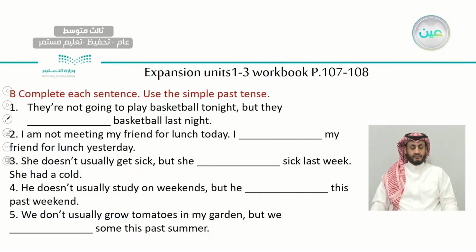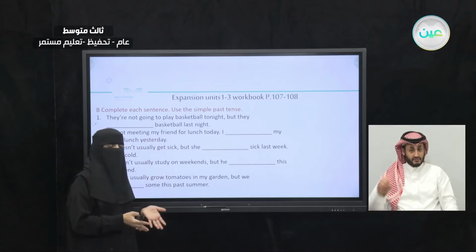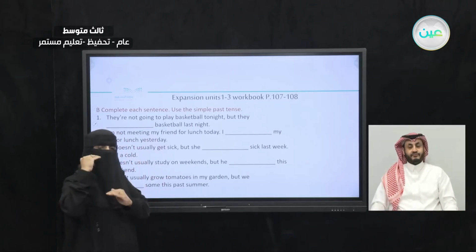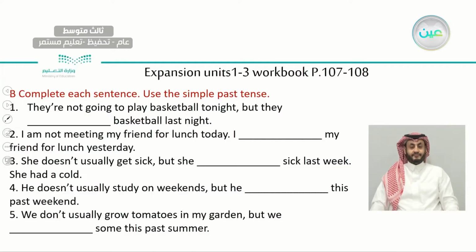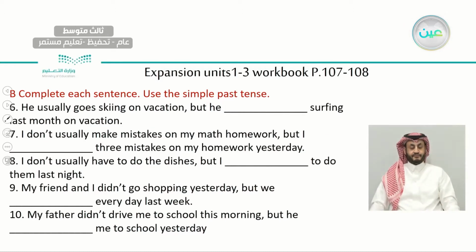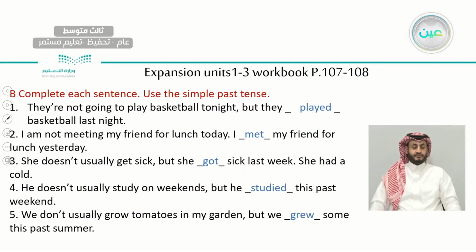Now for part B, exercise B, page 107, complete each sentence, using the simple past. So here basically we're using the simple past. Do you remember how we form the simple past? Excellent. We have the pronouns, then the verb, either verb plus ed for the regular verbs, or the irregular verb in the past tense. Then we complete the sentence. So we have these statements. Look at them, read them, and try to use verbs in the past tense. From 1 till 10, let's see the answers together.